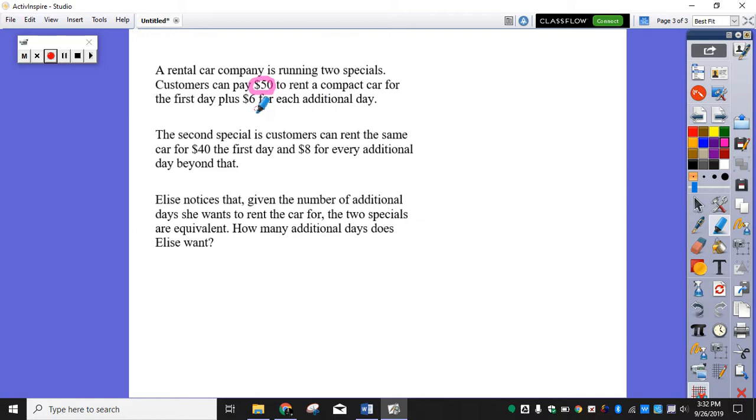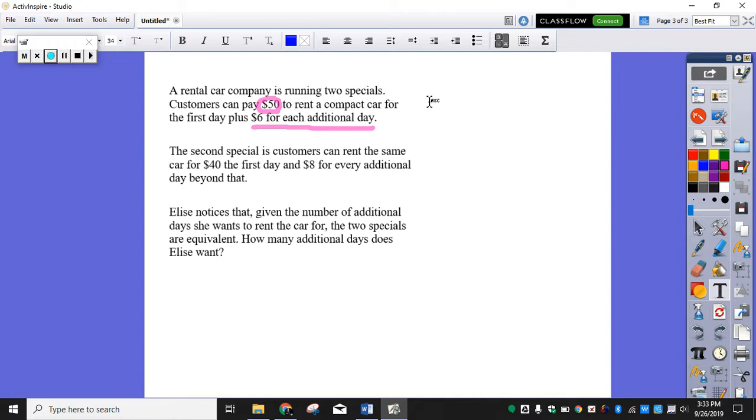And then you have a rate. Sometimes it'll say $6 for each additional day, or it could say $6 per day. Either way, for each day, per day, that indicates a rate of change. And so when we write an algebraic expression to represent this, we have to keep in mind that a rate involves multiplication. If it's 6 for each day, then I would take 6 and multiply it by the number of days. We don't know how many days there are, so that's where you get the variable x. So $6 for each day can be represented as 6x algebraically.